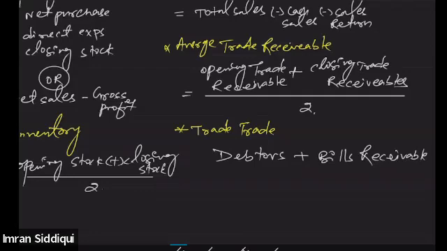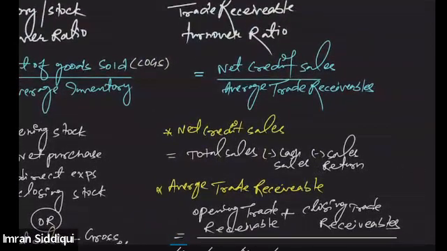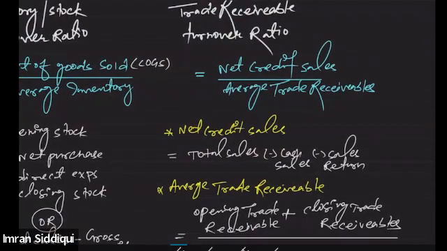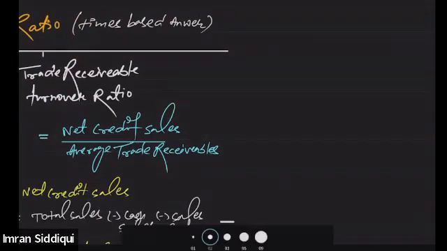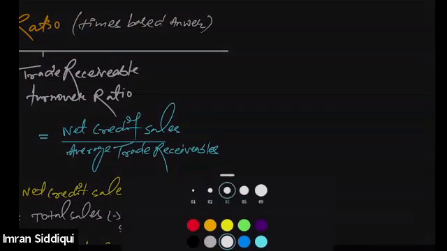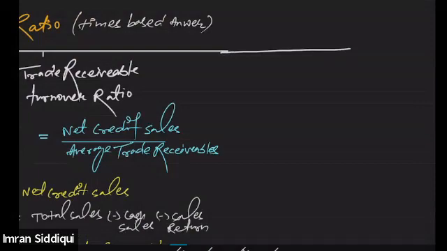So this is all about the trade receivables turnover ratio. Formula was net credit sale divided by average trade receivable. Okay. Now the third variety of ratio under this is trade payable turnover ratio. Just like trade receivable, we have trade payable turnover ratio also.